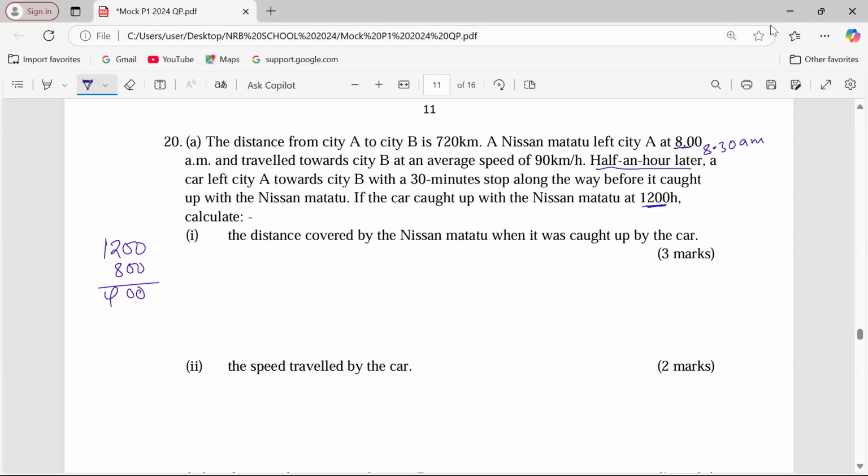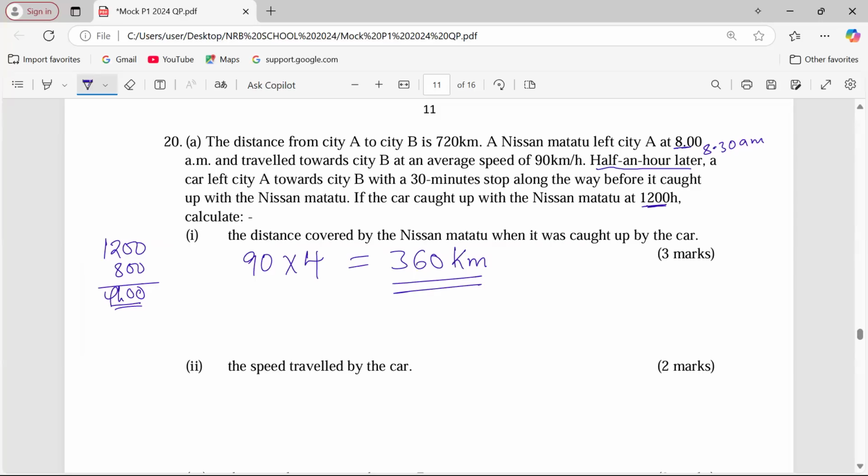So 12 noon from 8 a.m. these have been 4 hours, 00 minutes of traveling at a speed of 90. So 90, the speed, multiplied by 4 hours. This is giving us 360 kilometers. So these kilometers have been covered by the Nissan Matatu by the time it's being caught up by the car. It has been moving for 4 hours without stoppages, at a speed of 90 kilometers per hour. So we are already there, 360.